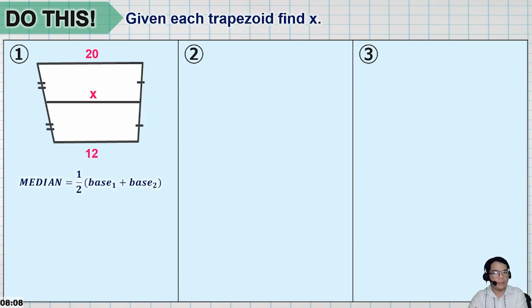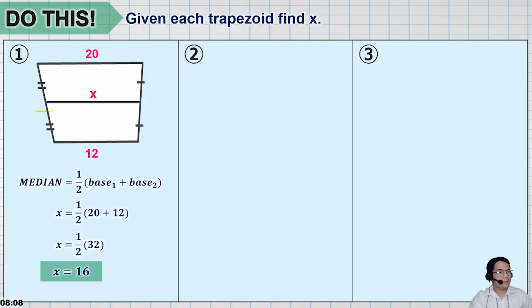So in this case, if we are looking for the value of the median x, all we need to do is to add 20 and 12. That's gonna be 20 plus 12 and get the half of it. So 20 plus 12 is 32. Ang kalahati niyan ay 16. Therefore, x is equal to 16. Gets po? Madali lang talaga yung number 1.